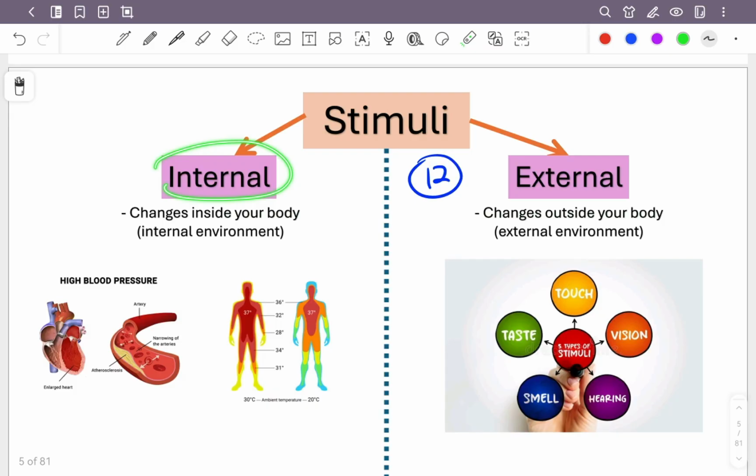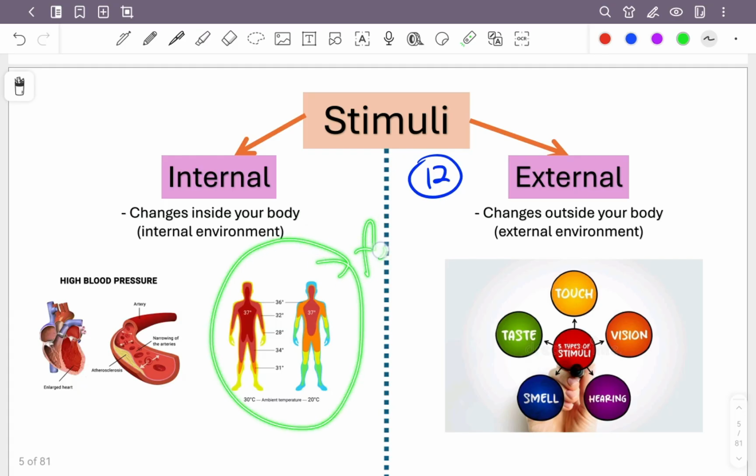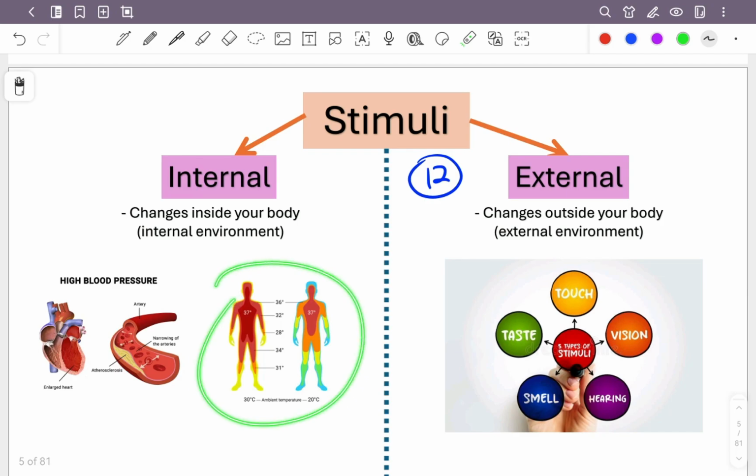And internal refers to the changes inside your body, which we call the internal environment. An example is high blood pressure. For example, after you exercise, your heartbeat increases and the blood pressure increases. How is your body going to deal with this? Also the body temperature. If you have a fever, your body temperature increases. How is your body going to detect and react after detecting this stimulus, to carry out a certain response? So that will be internal.